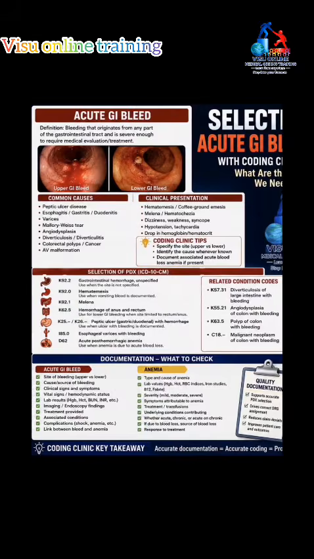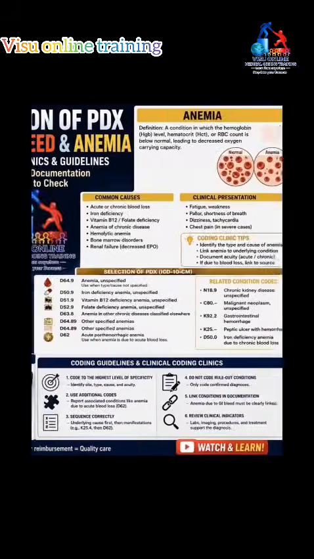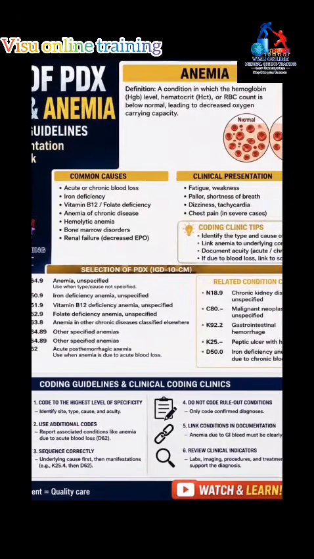Clinical presentation of GI bleed: hematemesis, melena, dizziness, weakness, syncope, hypotension, and tachycardia. For anemia, common causes are acute and chronic blood loss, iron deficiency, vitamin B12 deficiency, anemia of chronic disease, hemolytic anemia, bone marrow disorders, and renal failure. Clinical presentation is fatigue, weakness, pallor, shortness of breath, dizziness, tachycardia, or chest pain.